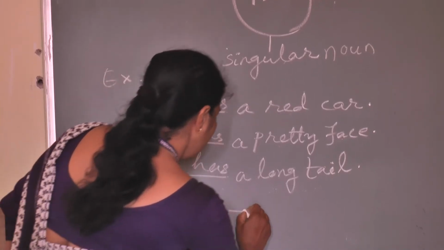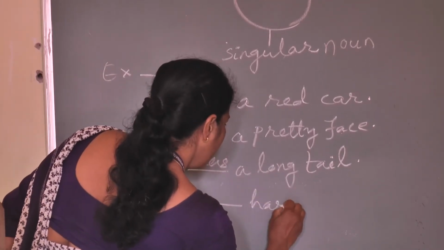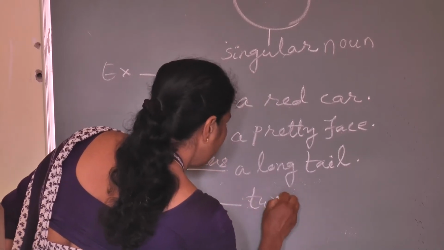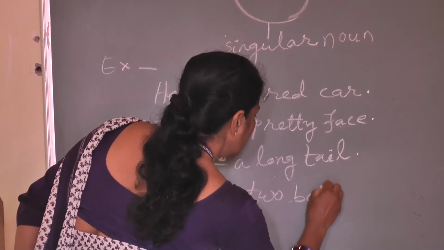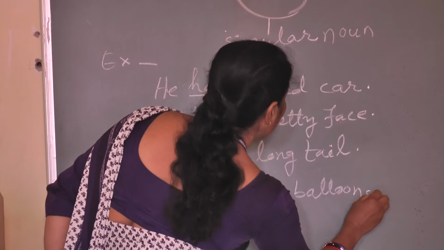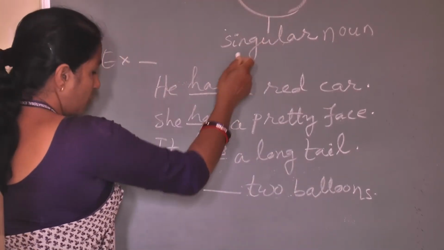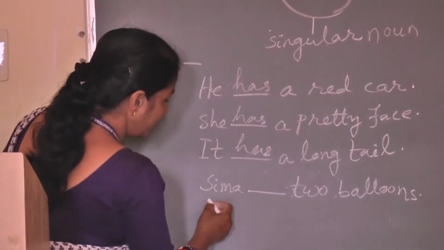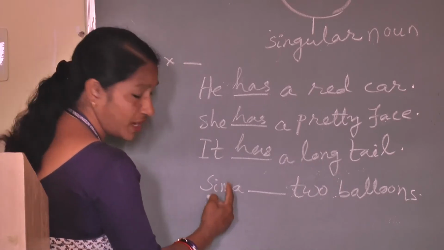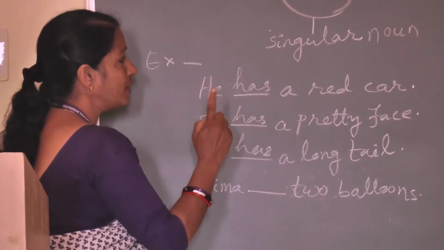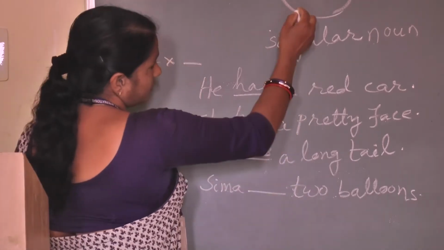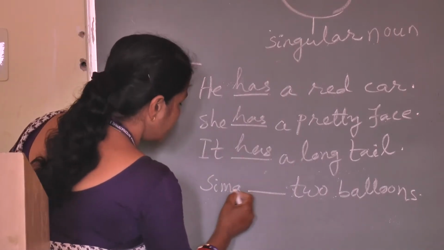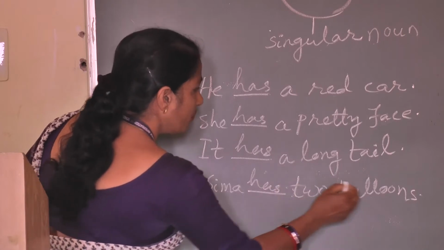Sima dash two balloons. Is there any word she or he here, children? No, Sima is not here. Sima is a singular noun. How many girls are here? Only one. Sima is one and Sima is singular. So here you see we are also using has for a singular noun. So we have to use has here. Sima has two balloons.